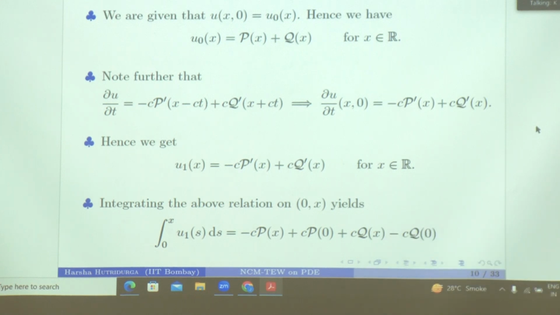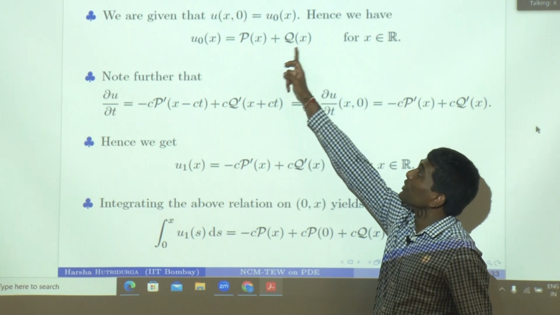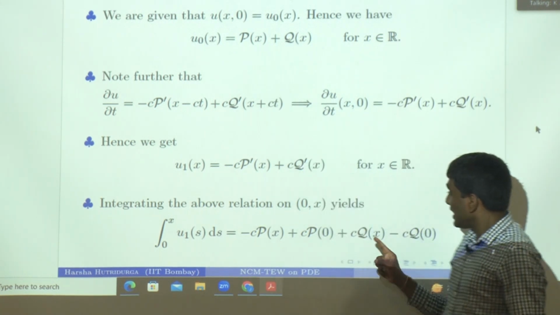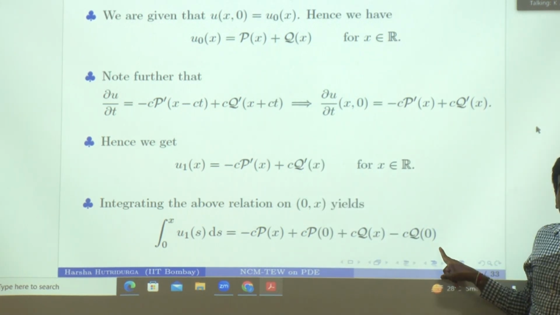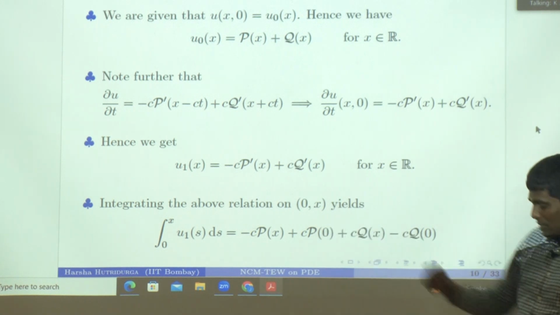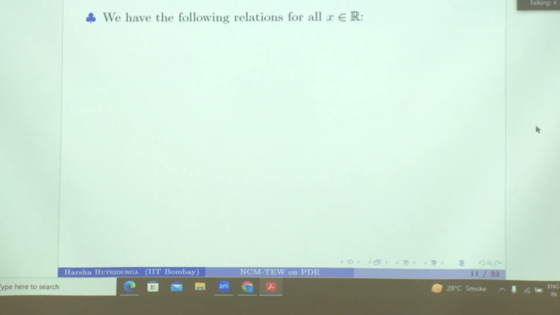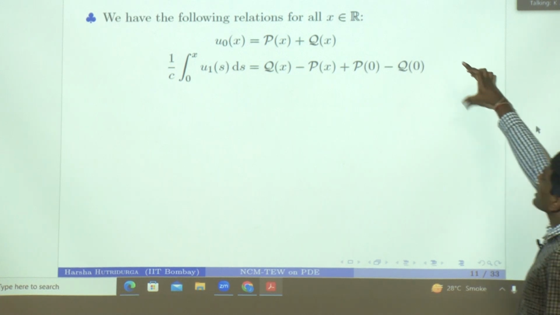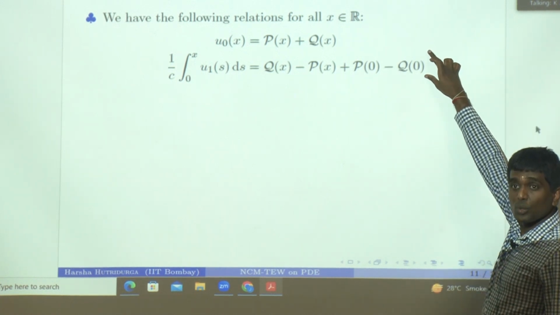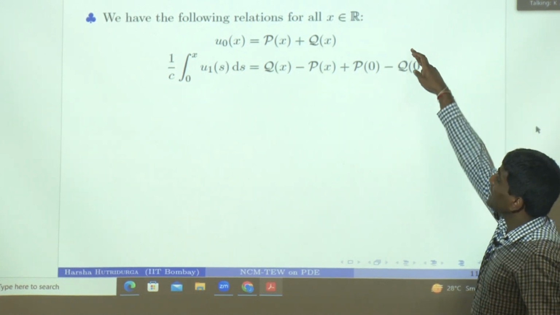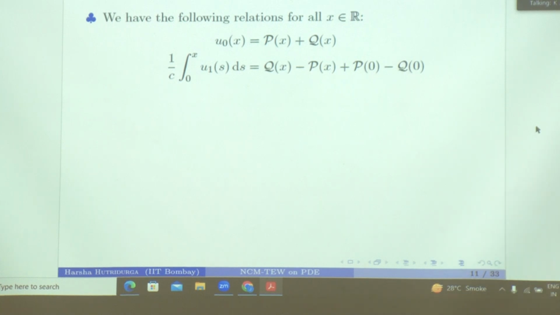Okay? So now we have got this relation which involves p and q, no derivatives. And there is one more relation which involves only p and q, no derivatives. There is an integral of u1. So there are two relations which are valid at every point x. These are the two relations which we have. Using these two relations, is it possible to find p and q? That is the question.